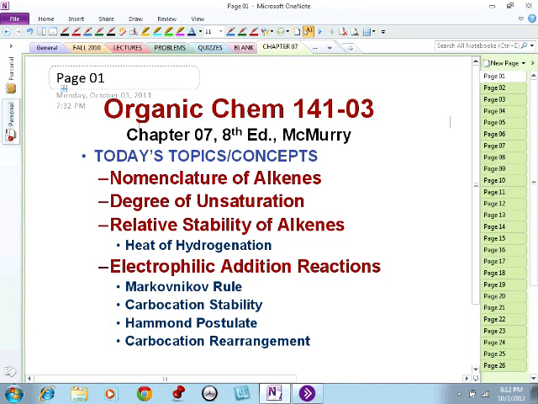In today's session, we are going to start with the chemistry of alkenes, which is in chapter 7 of your book.